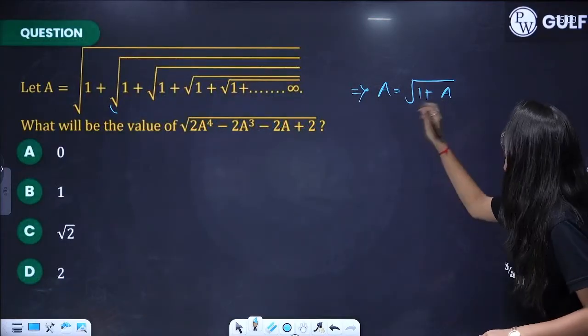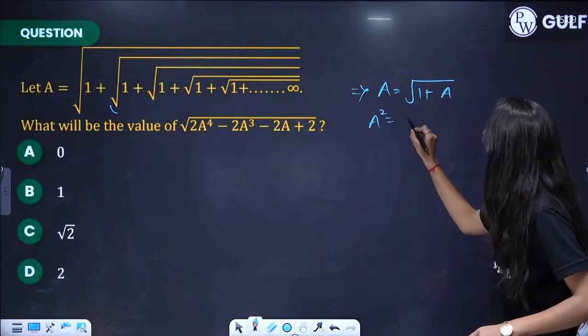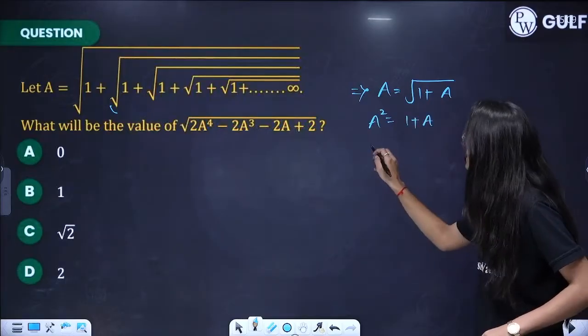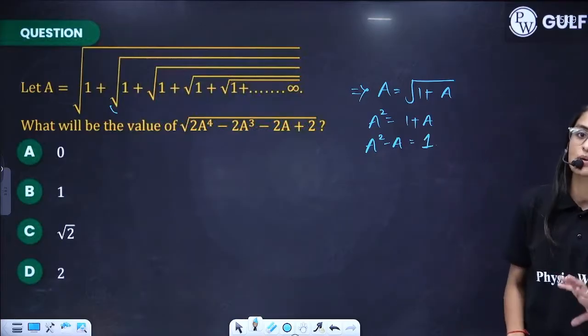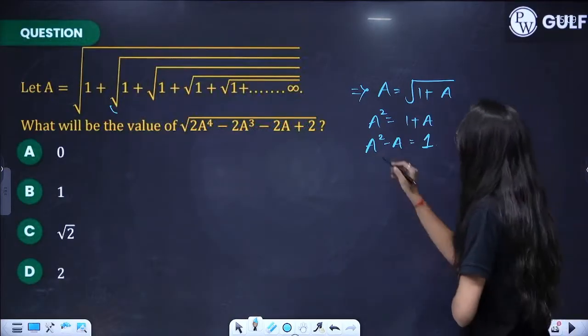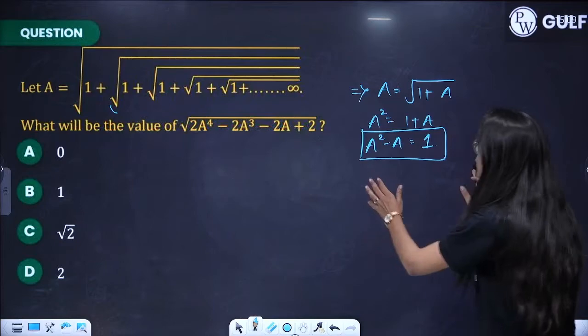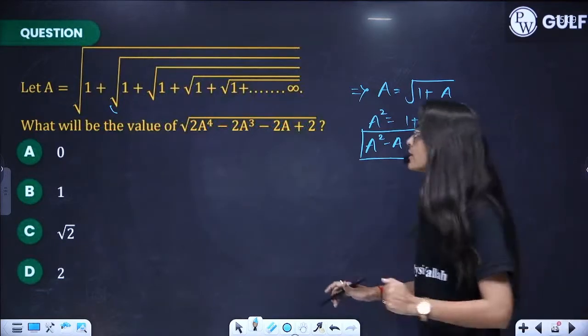Okay, so squaring on both the sides, I'm getting A square is equal to 1 plus A, which could be further written as A square minus A is equal to 1. If A square minus A is equal to 1, I'm writing it down. I'll be using this particular equation and solving the root over here.